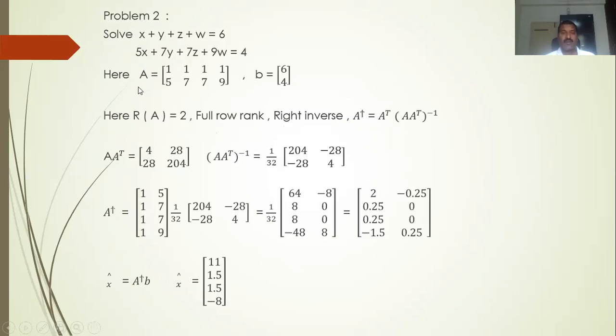Take another problem. The number of rows is greater than the number of columns. This is an overdetermined system. The right side elements are b equal to 6 and 4. Rank of A equal to 2, and the right inverse, right? And this is how we get the inverse, and this is the solution.